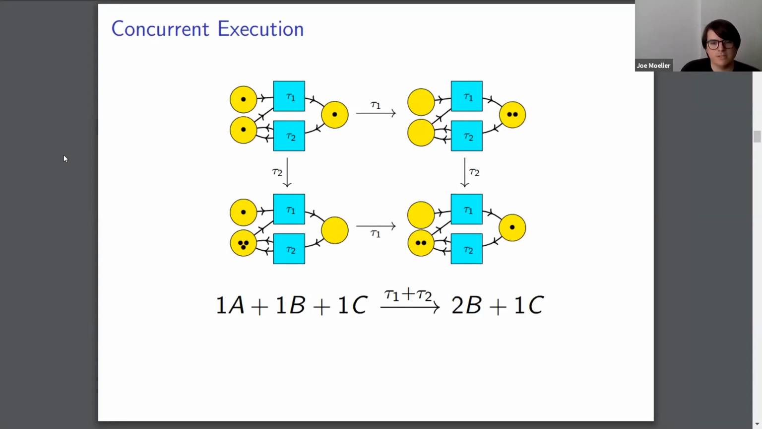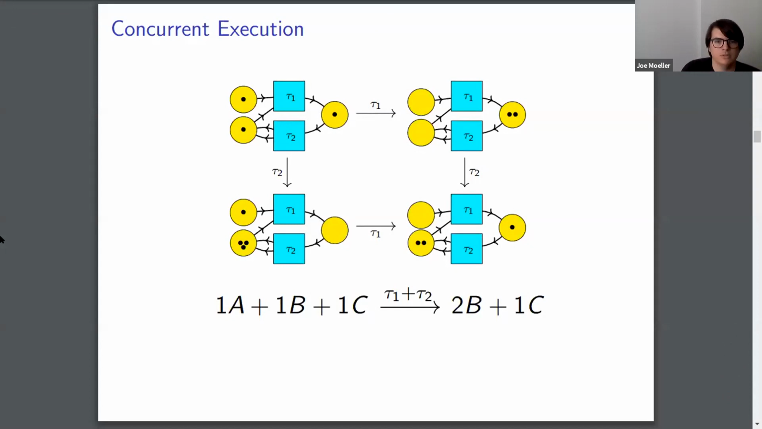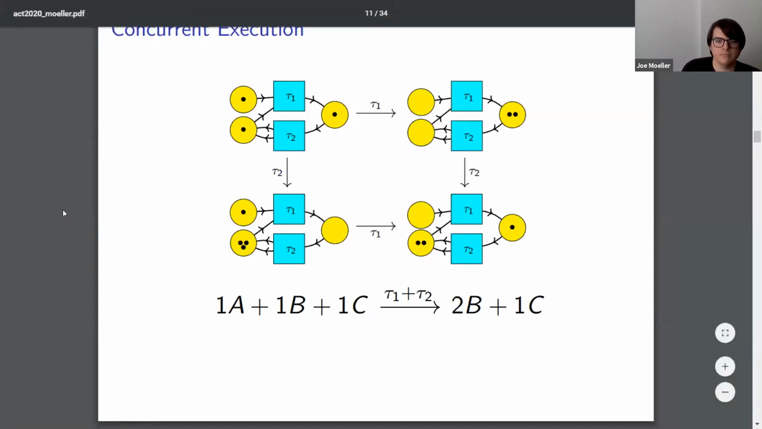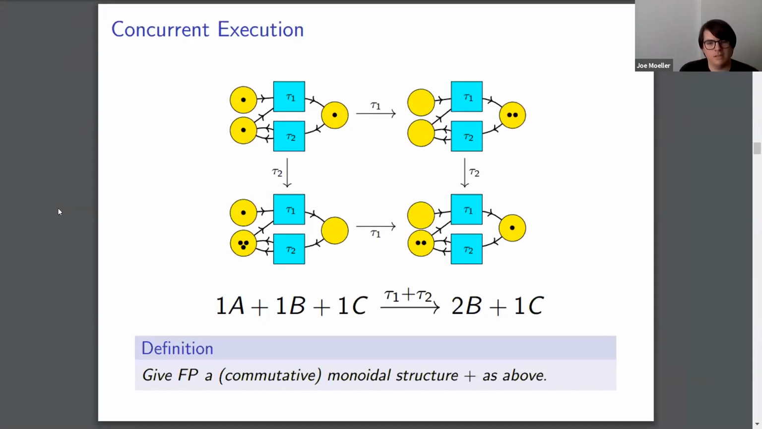So we can represent this by saying this is tau1 plus tau2, the overall thing that you would get by doing either of these sequences, and it starts here and ends here. In particular, this gives us a monoidal structure on the category FP, and moreover, it's commutative, as Jade was talking about before.